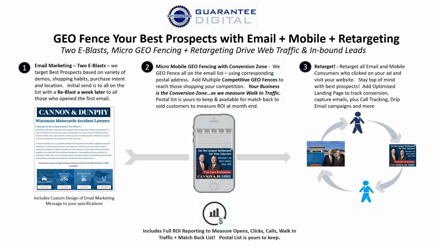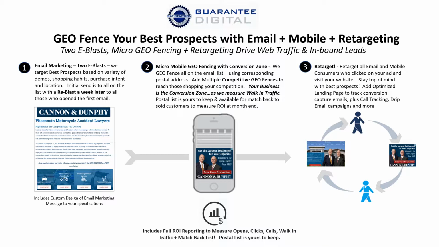I'll start off by showing you a package we've put together, actually sold to one of our local clients, that takes the combination of email marketing, micro geofencing, and retargeting and puts them together into a pretty neat bundle. So it starts off with an e-blast, and we're going to send two emails. We're going to send the first email to a customer group. In this case, they wanted to target motorcycle riders. This is a personal injury attorney.